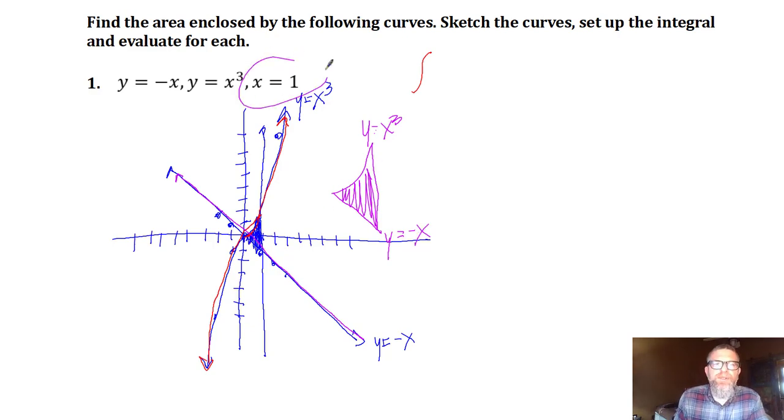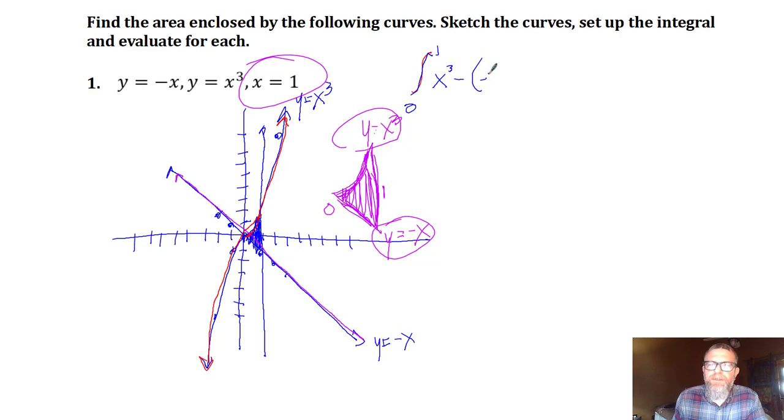Okay, so what happens is this one right here is just going to be used to define our interval from 0 to 1. The actual ones that we're going to be integrating are going to be the top function and the bottom function. The one on the top minus the one on the bottom. The one on the top is x cubed. The one on the bottom is negative x. So what we're going to be doing is integrating from 0 to 1, and it's going to be x cubed minus negative x. The x equals 1 is just going to be the one that's going to define our interval.